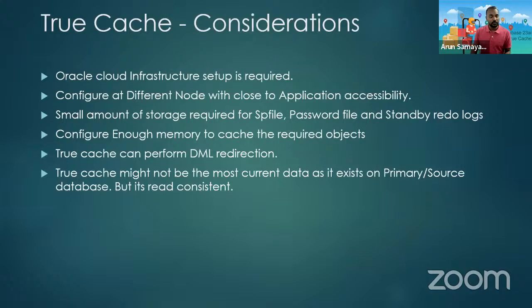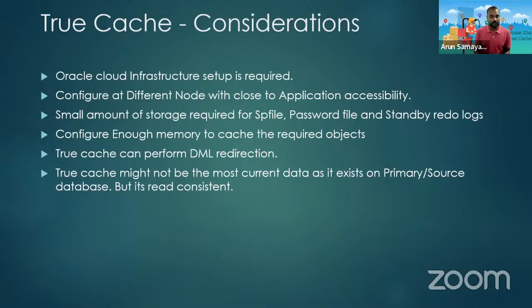Okay, and here are some of the considerations that we look at when we are configuring the TrueCache. First of all, an OCI setup is required, and we need to configure a different node which is closer to the application, right? So, for example, if you're sitting in an APAC region, you configure a node which is closer to your region, and if you're in the Saudi Arabia region, you configure a different node for TrueCache within the application, right? So the whole point of setting these nodes is to be able to pull all of the data that is required for the application, faster reads, analytical performance, and everything.